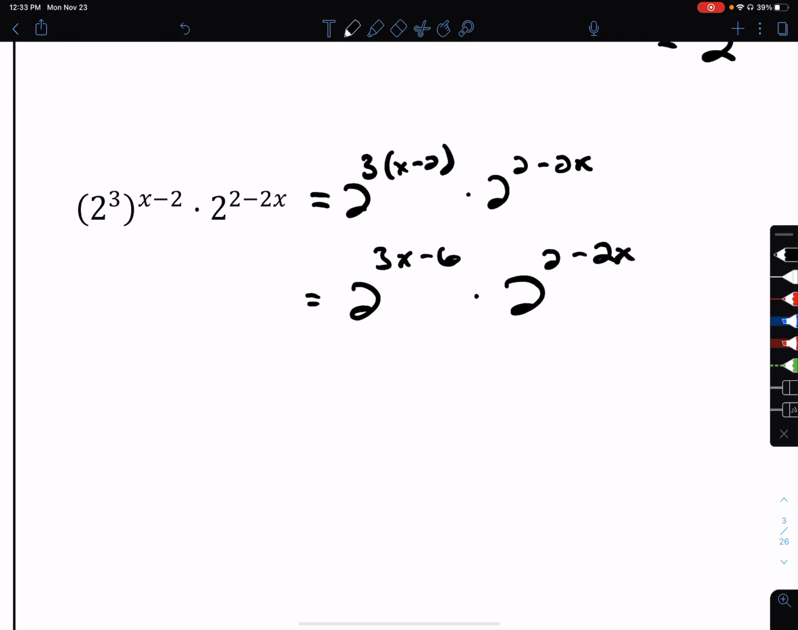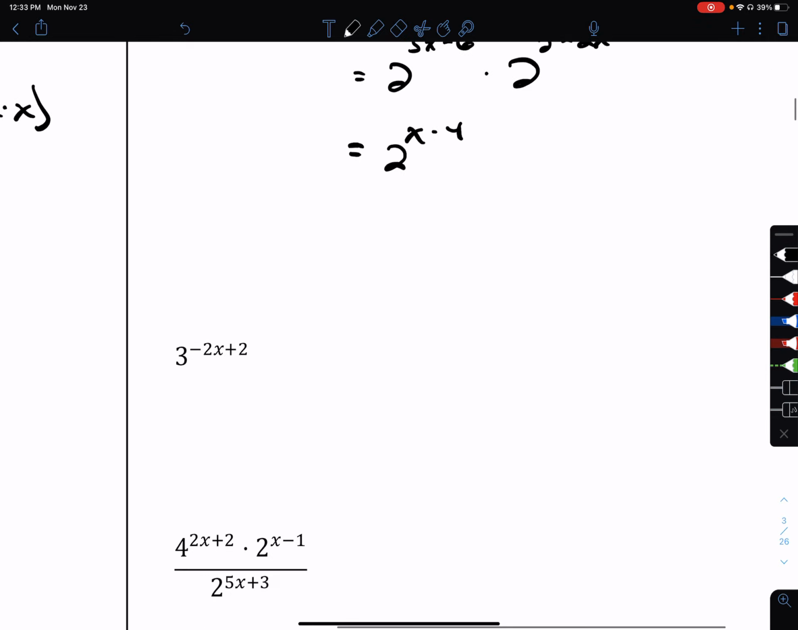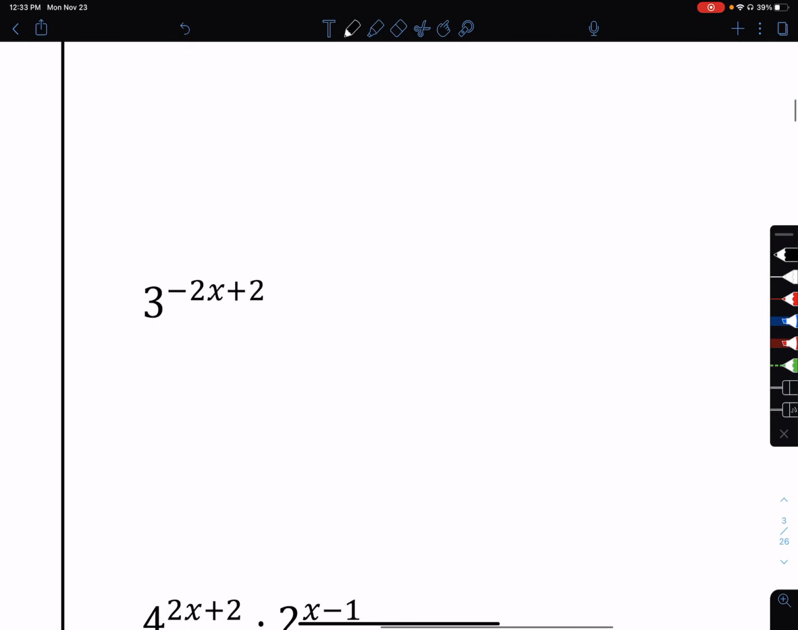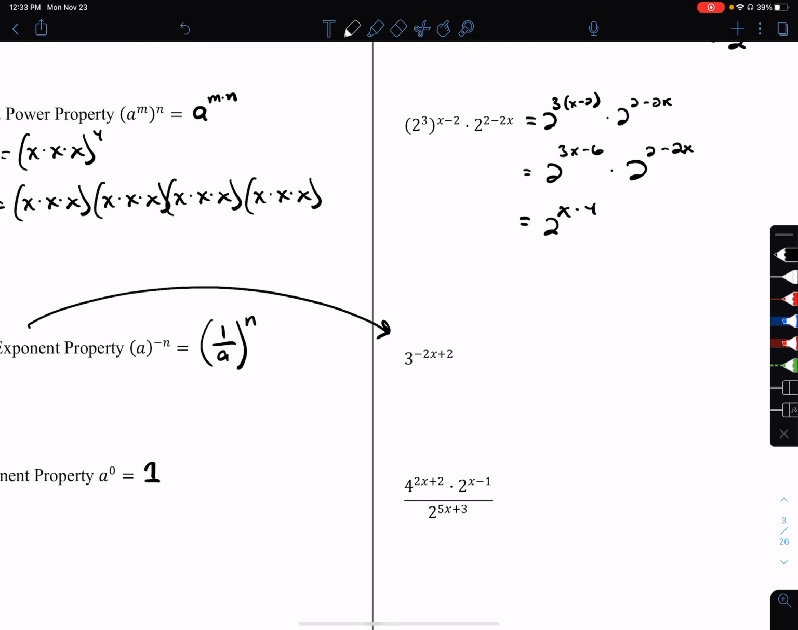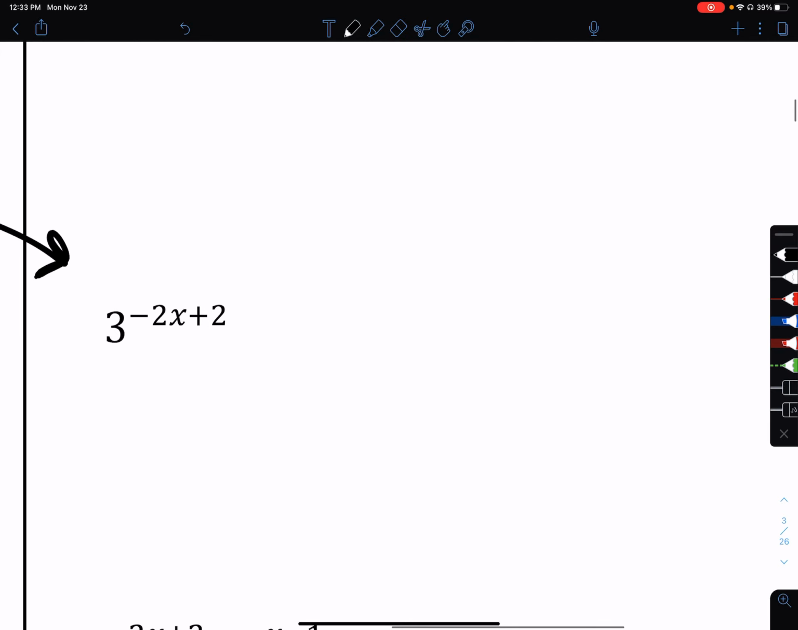Now we have the power property again. I'm sorry, the product property. We're multiplying with the same base, so we add the exponents. 3x plus a negative 2x is x. A minus 6 and a plus 2 is going to be a minus 4. So it's 2 to the x minus 4. This one here, as far as the directions go, rewrite each expression as a single base. We've done that. But let's apply the negative exponent property to this, just because I'm telling you to.